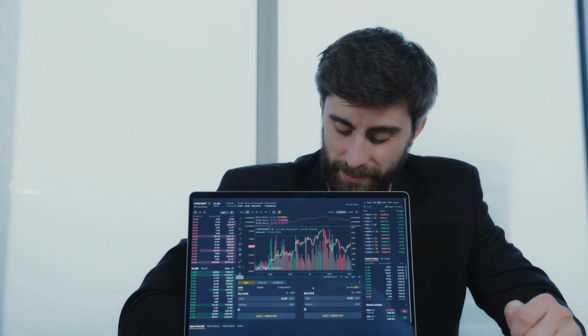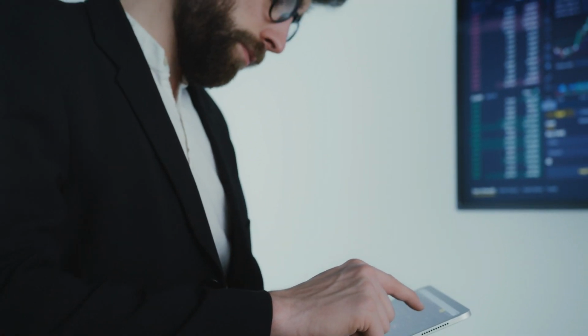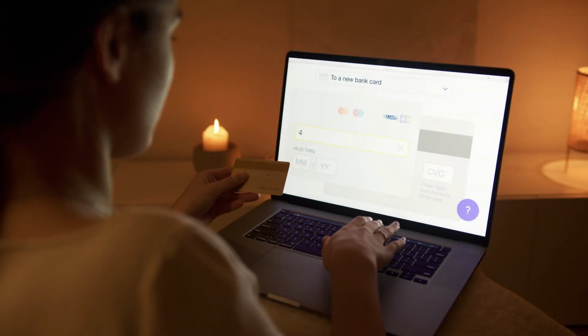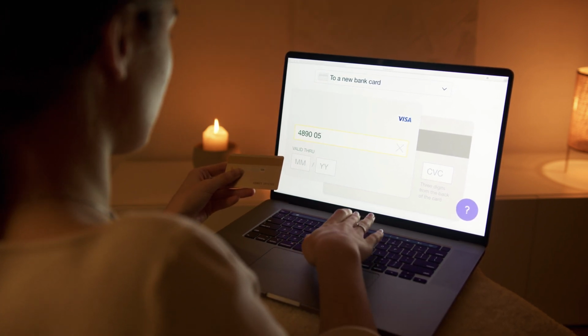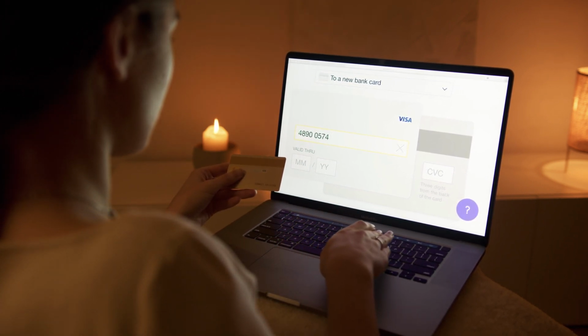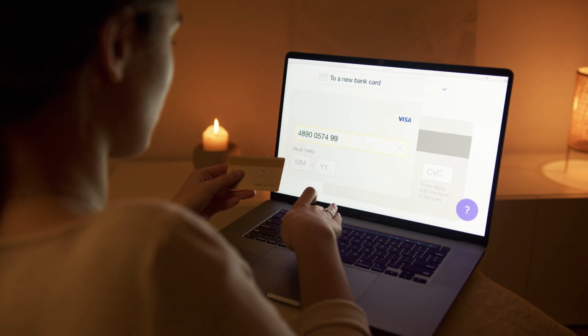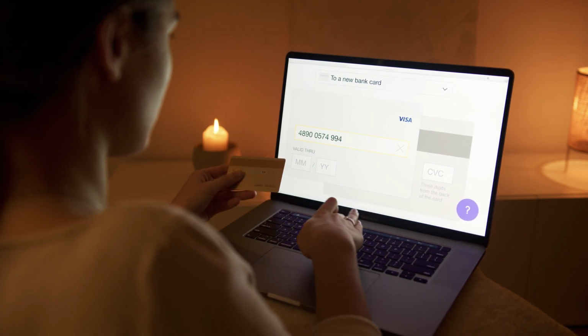Open an account. Once you have chosen a broker, you can open an account. You'll need to provide some personal information, including your name, address, and date of birth, and in some cases, a government-issued ID. Fund your account. After opening an account, you'll need to fund it with money to start trading. Most brokers offer several payment options, including bank transfer, credit card, and e-wallets.